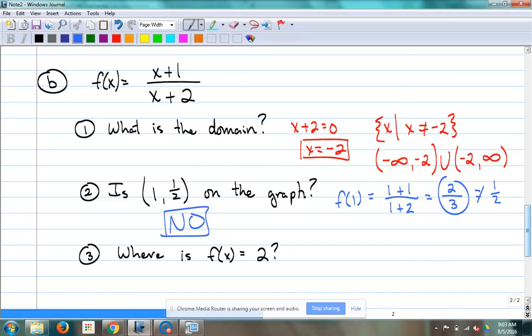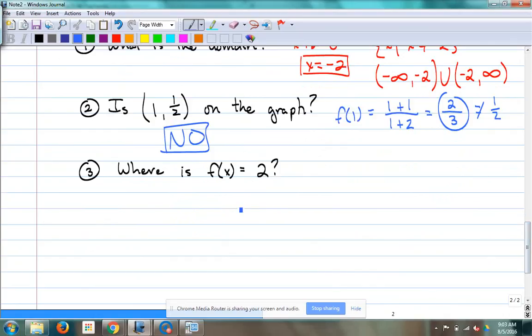Plug in the 2 where? For y. y is the same thing as f of x. So I really have x plus 1 over x plus 2 equal to 2. It's equal to y, so I'm going to set it equal to 2. Now, how do I solve that? Maybe that makes it easier. Makes it more Algebra 1-like.